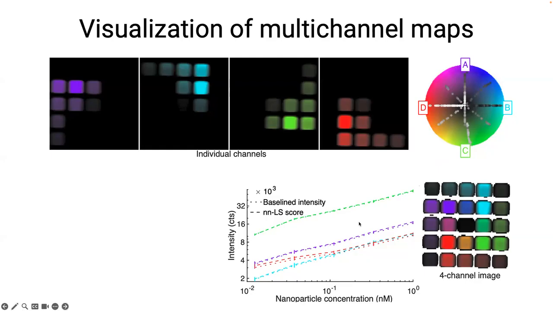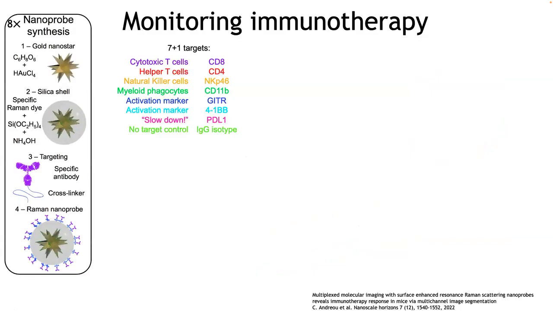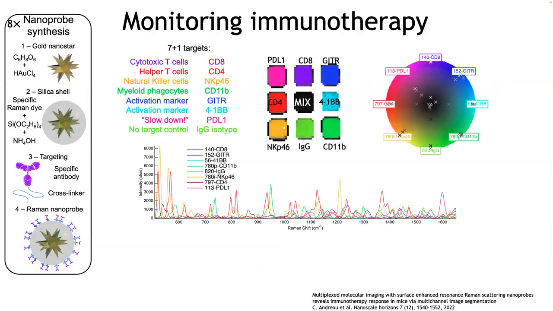So we decided to use this strategy to image immunotherapy, because this is a complicated medical question. It's a very good treatment for cancer. However, it is complex, and we need to image many targets at once. We generated a panel of 8 different contrast agents for 8 different targets. And these are the spectra. This is how we analyze them and color them.